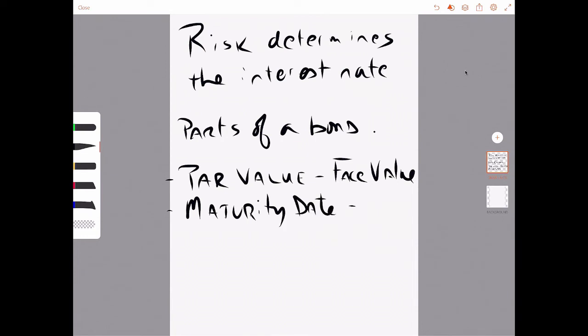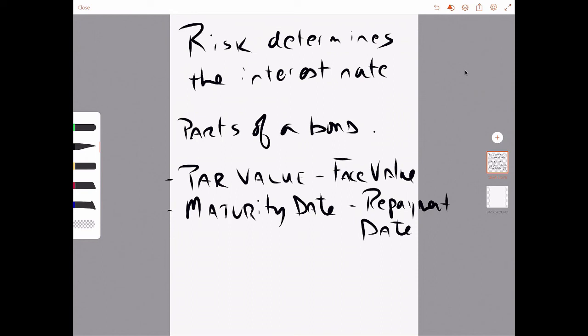The maturity date is when the payment is made, when the repayment is made. That's the repayment date. So if you lend somebody money, you want to know when you're going to get repaid, and you want to know how much you're going to be repaid. When you get repaid is the maturity date. How much you get repaid is the par value.